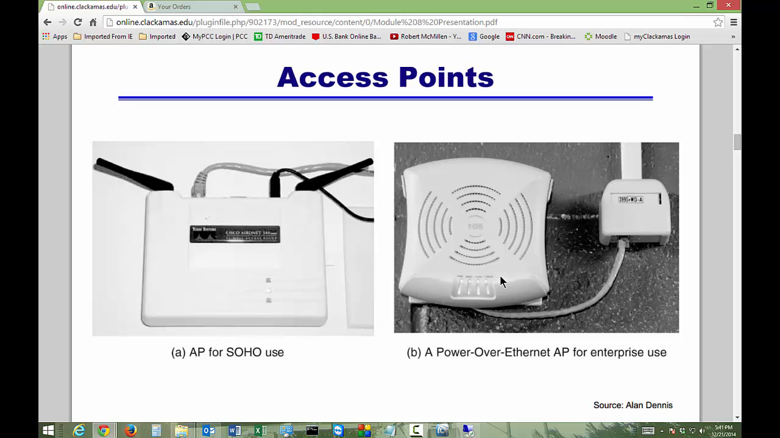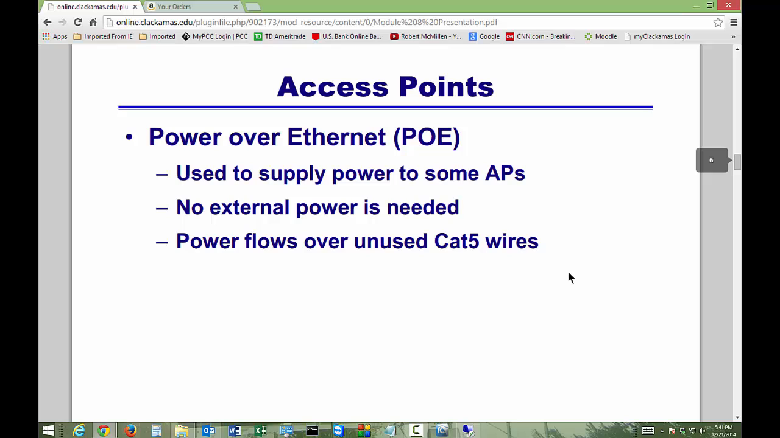So let's take a look down the right. We've got a power over Ethernet access point. This one has the antenna built into it, so you can't mess it up. You see a connection with an Ethernet cable, but you don't see any power connection. That's because it's getting its power over Ethernet through the Ethernet cable back to a PoE switch. A PoE switch is used to supply power to certain access points that have that kind of capability. There's no external power needed because it uses so little power, it can be provided by the switch itself. It's being used over the Cat5 wires, so you can both connect to your switch as well as power your access point at the same time.